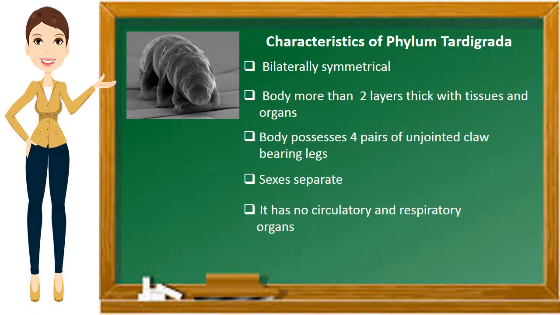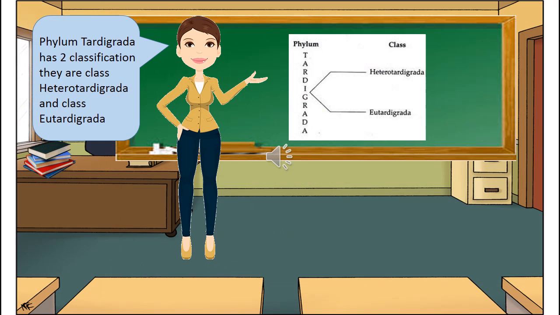Characteristics of phylum Tardigrada are: bilaterally symmetrical, body more than 2 layers thick with tissues and organs. Body possesses 4 pairs of unjointed claw-bearing legs. Sexes separate. It has no circulatory and respiratory organs. Phylum Tardigrada has 2 classifications. They are class Heterotardigrada and class Tardigrada.